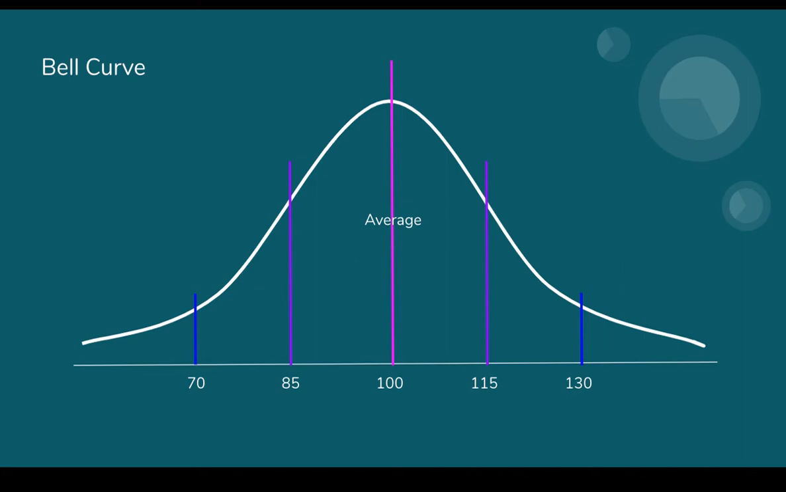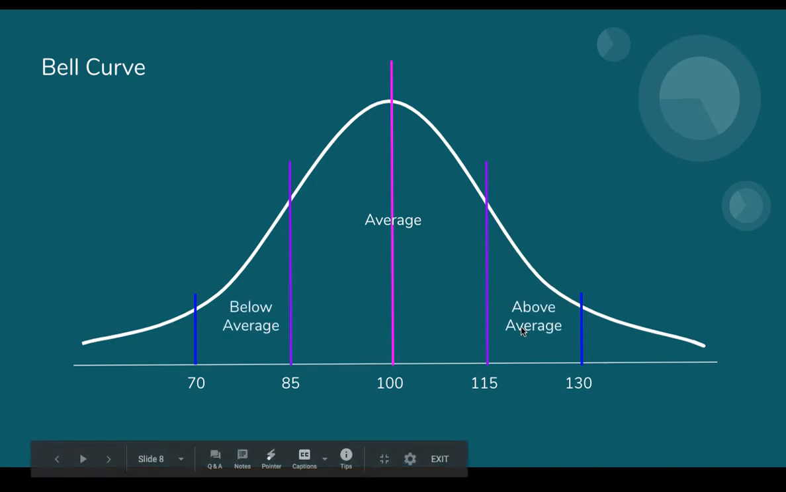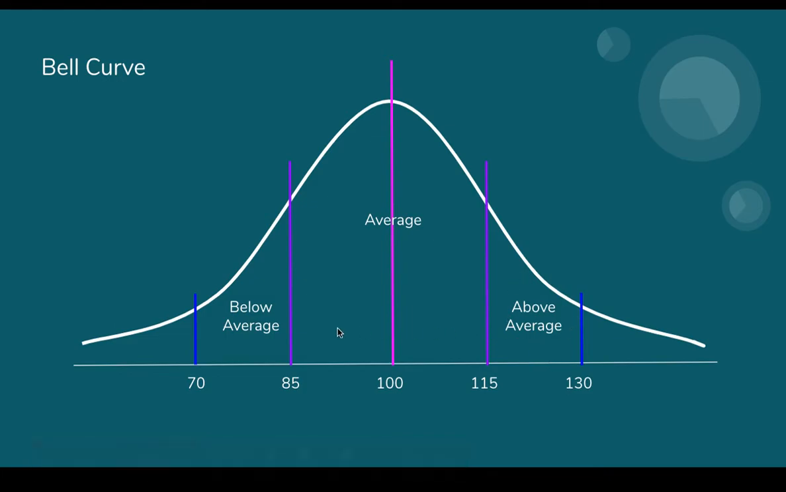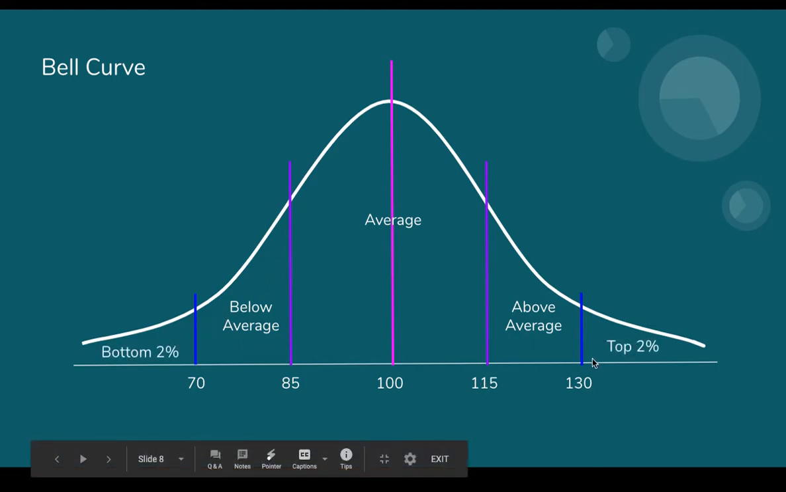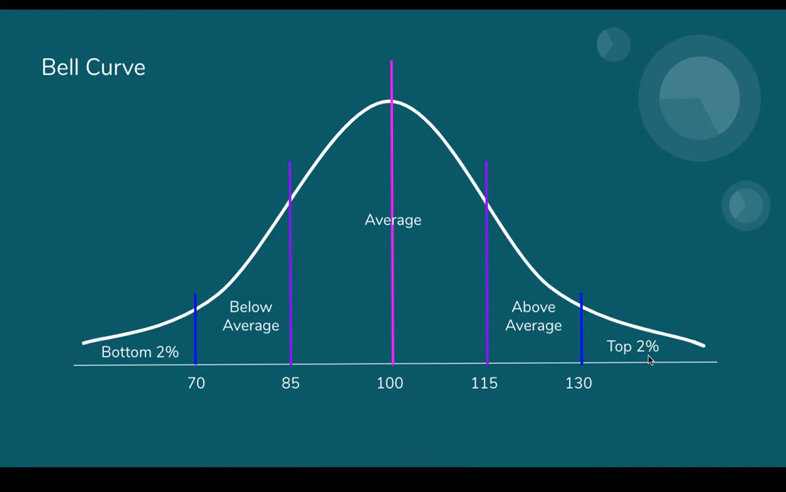That is, compared to 1,400 other children, they are the same as 68% of them. The majority of them fall in here. We then also have these smaller sections. If your child scores above 115, they're above average. If they score below 85, they are below average. If they score below 70 or above 130, they are outliers. Very few children score there. They're in the top or bottom 2% of all of those children that took that test.